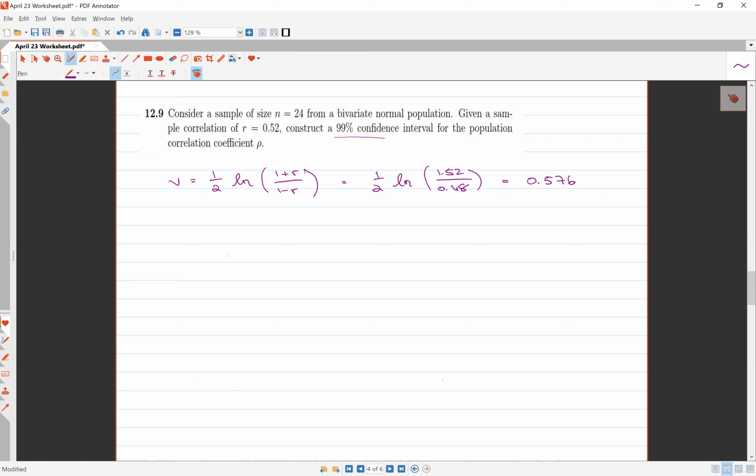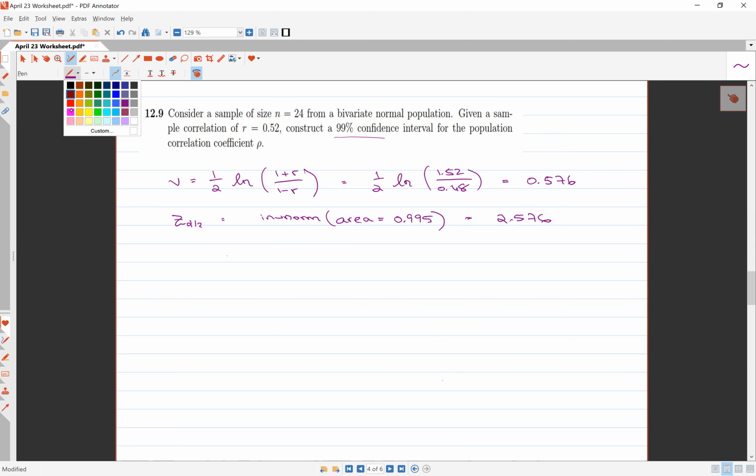Now, if I want a 99% confidence interval, that means I need z of alpha over 2. So I would use my inverse normal function, with area in this case equal to 0.995, and that gives me 2.576.